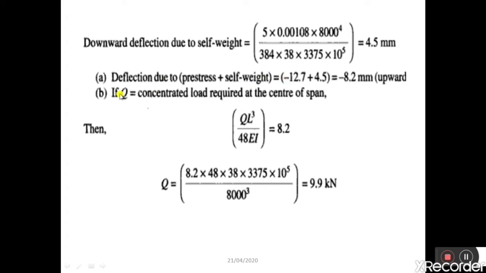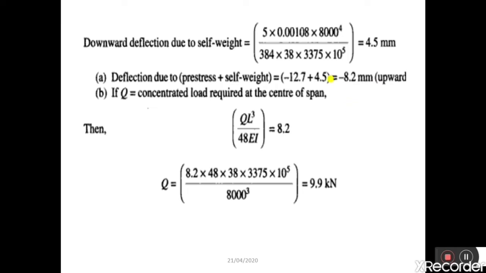Second condition, we should calculate what should be the concentrated load that has to be applied at the midspan of a beam such that this deflection should be equal to 0. So the total deflection should be equal to 0. Right now in the first condition the total deflection is minus 8.2. So if I want to make minus 8.2 mm to 0, I should apply a point load at midspan in such a way that the deflection due to that point load should be equal to 8.2. Therefore this minus 8.2 and plus 8.2 will be equal to 0.